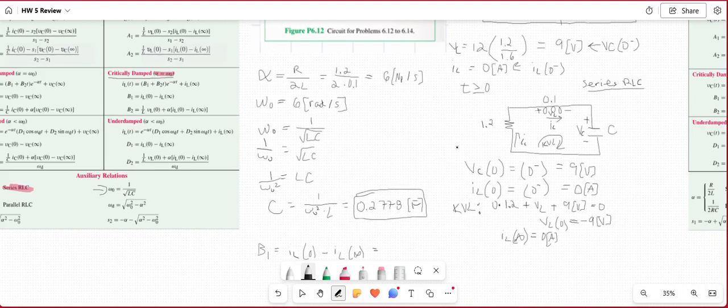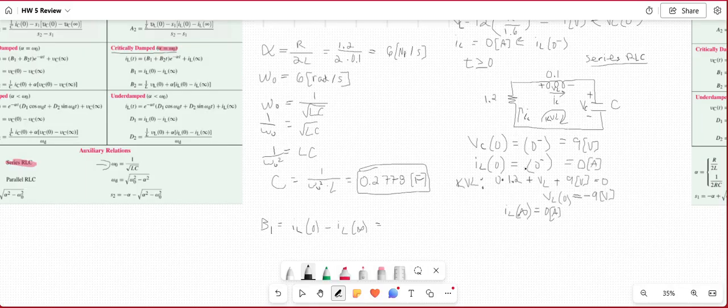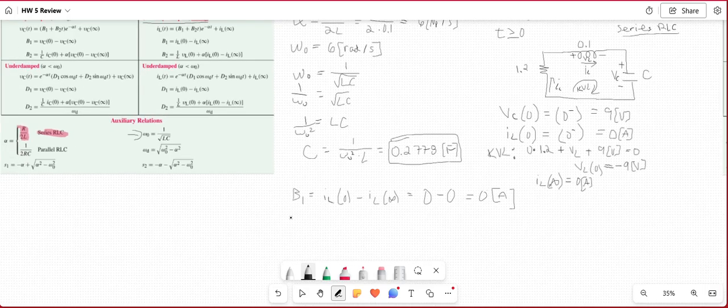Remember we got IL of 0 to be 0, and we also got IL infinity to be 0. So it'll be 0 minus 0, so B1 is just 0 amps. And then for B2, we're going to use this equation here. B2 equals 1 over L times VL of 0 plus alpha IL of 0 minus IL of infinity.